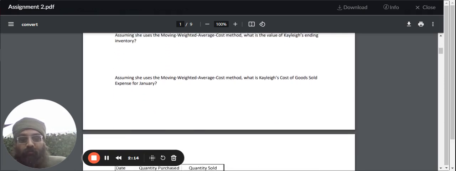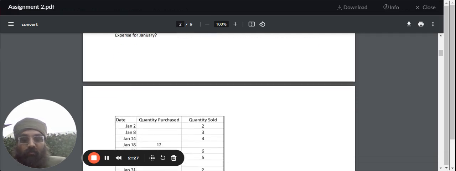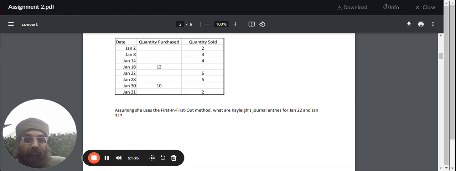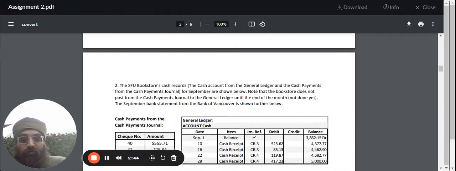So it asks you for the moving weighted average numbers, right? For specific transactions, what the cost of goods sold is. It asks you for ending inventory and the expense for the entire month, right? And then you go into the FIFO method, same idea, right? It's actually not explicitly asking you for COGS, but you need to figure that out as part of your journal entry. So, not a very difficult question to start.